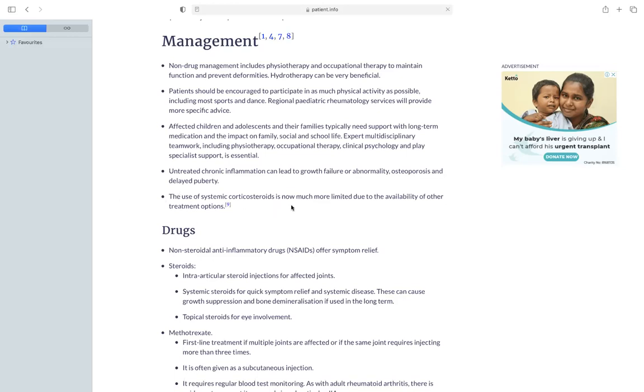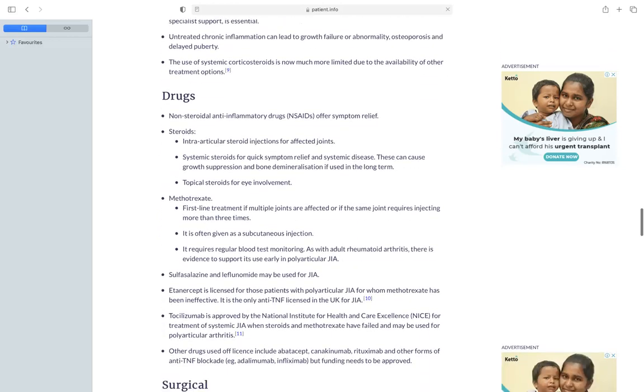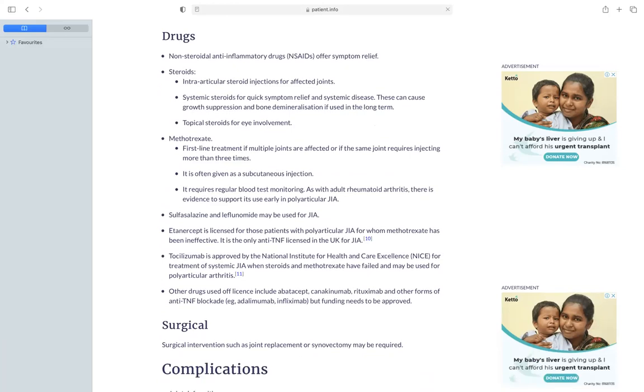The use of systemic corticosteroids is now much more limited due to availability of other treatment options. So we should know the recent one. That's why I'm reading from here. In MRCPCH, I feel the starting things are good, but for the treatment we have to choose something important, either NICE guidelines or any recent book. That's why I'm reading the management part from Patient.info.